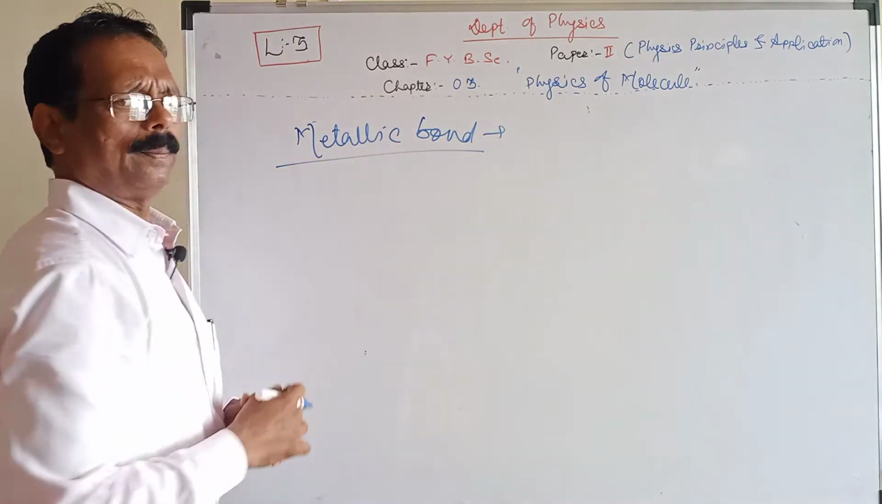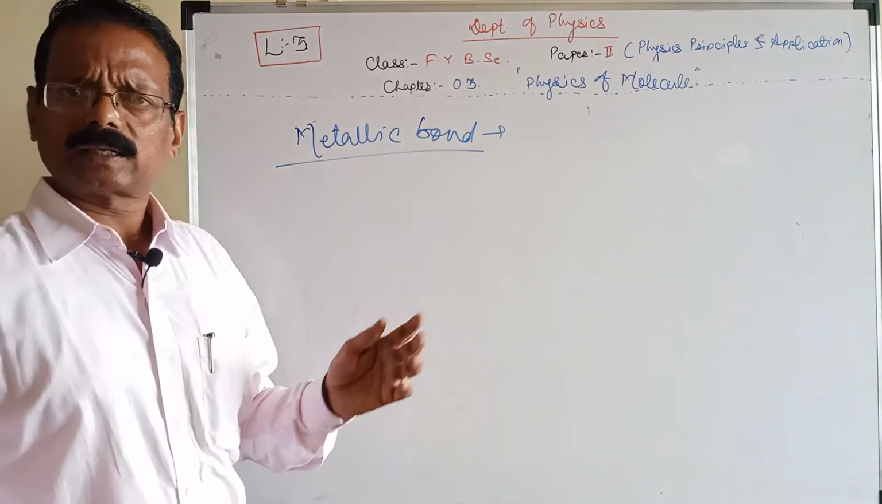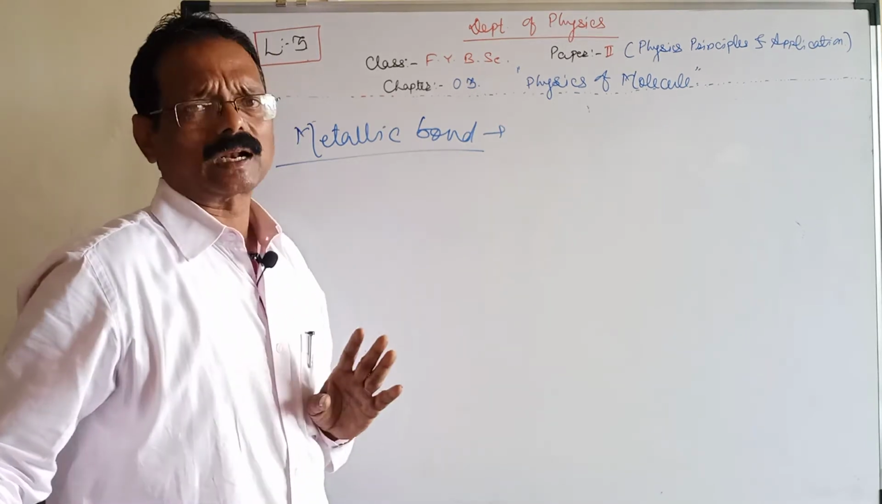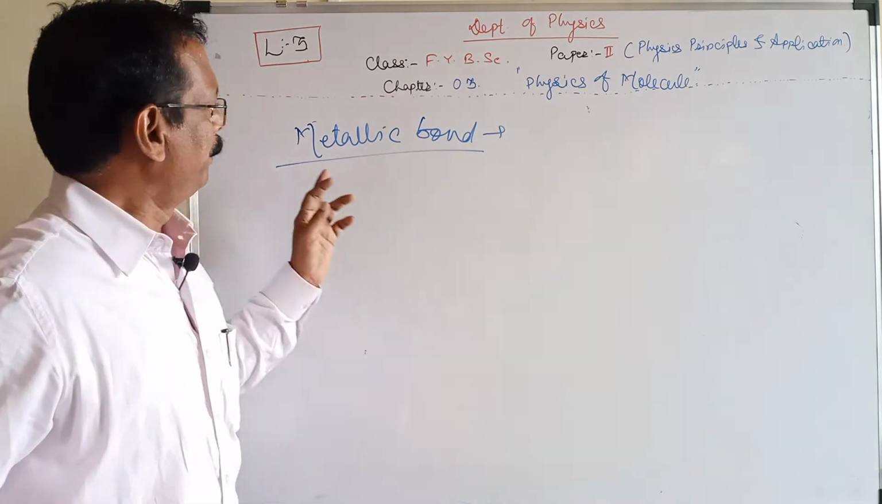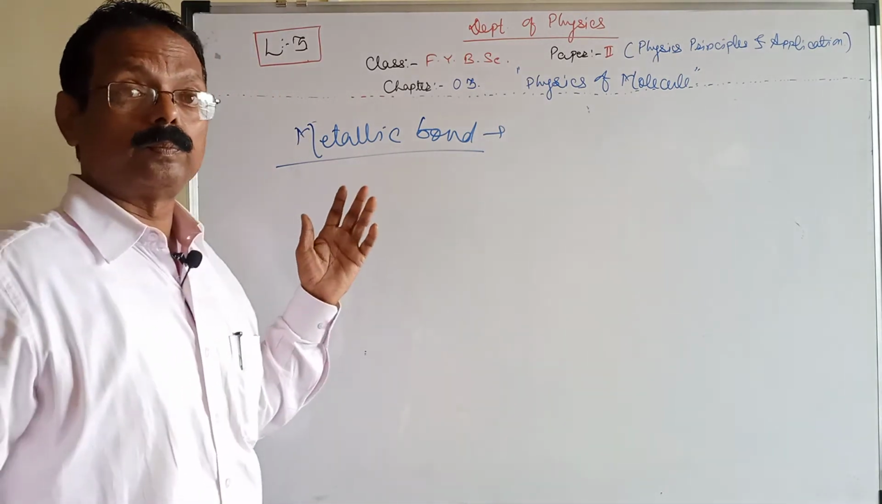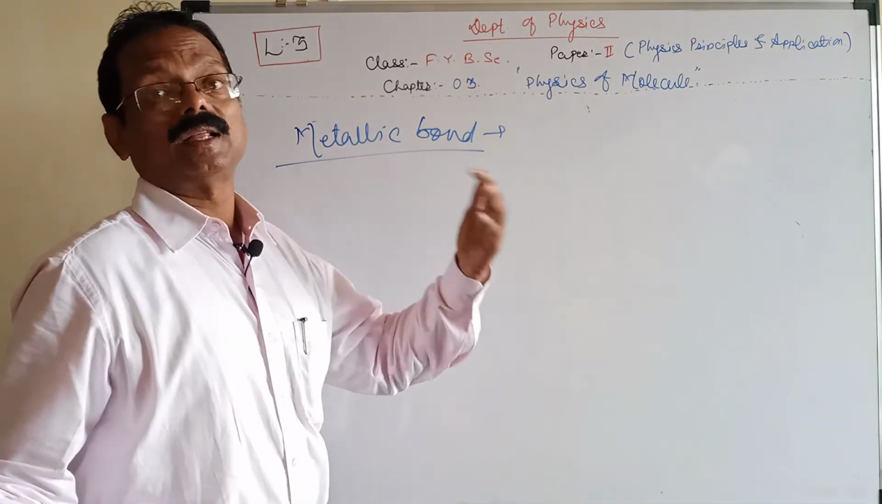Now here, as compared to the ionic bond and covalent bond, which are very strong bonds, metallic bonds are also very weak. So van der Waals bonds are weak, metallic bonds are weak. Metallic bonds are formed due to sharing of the valence electrons.